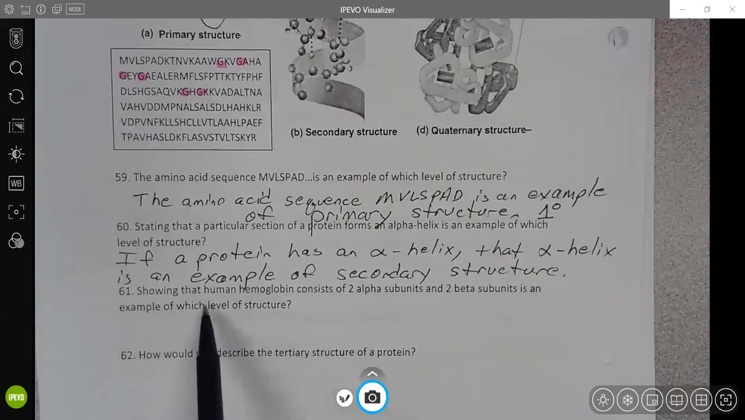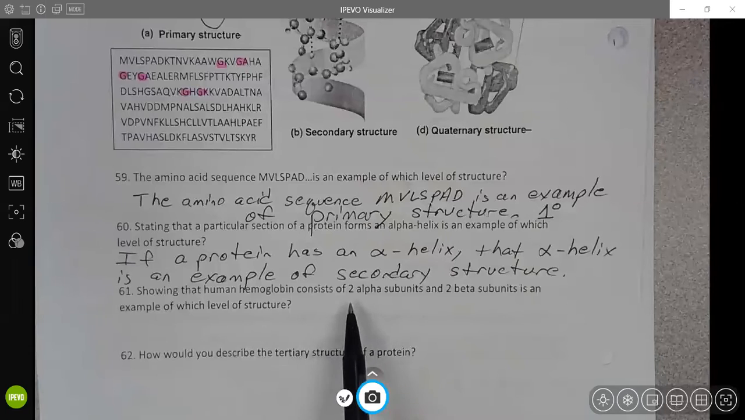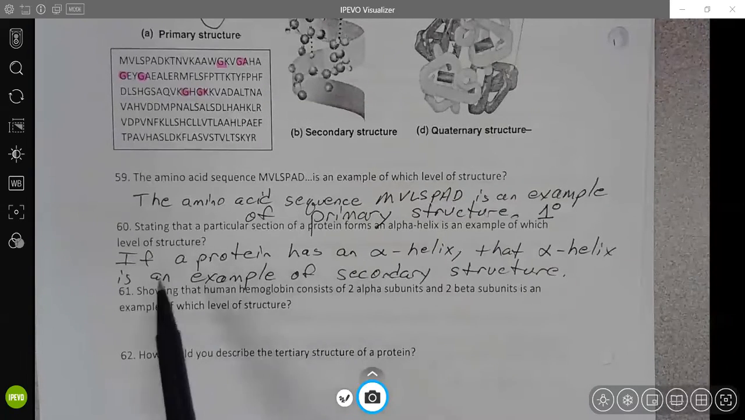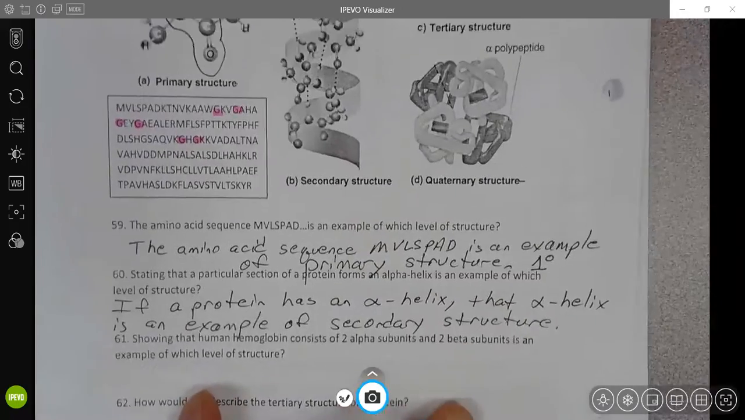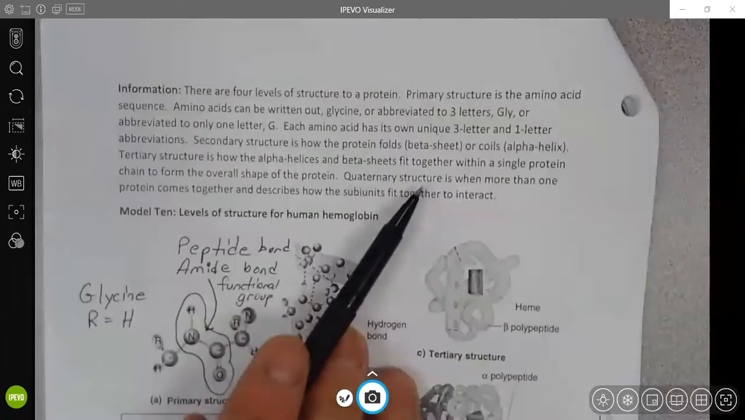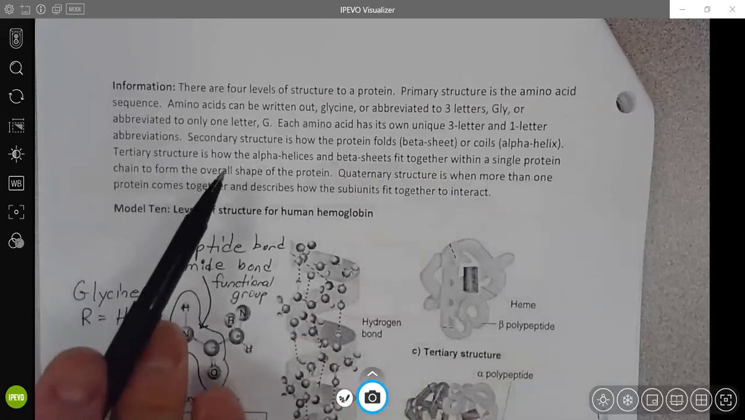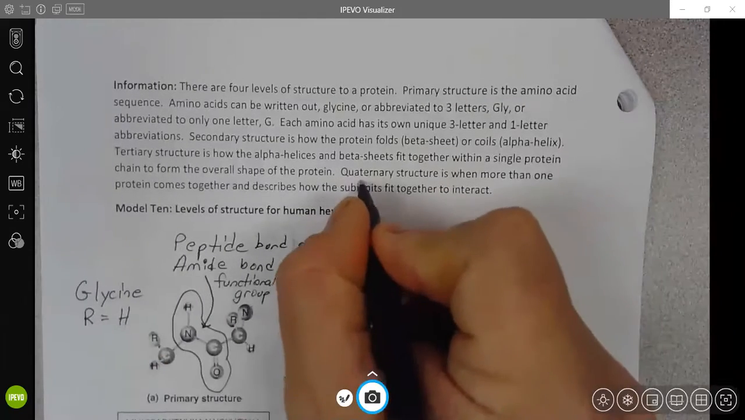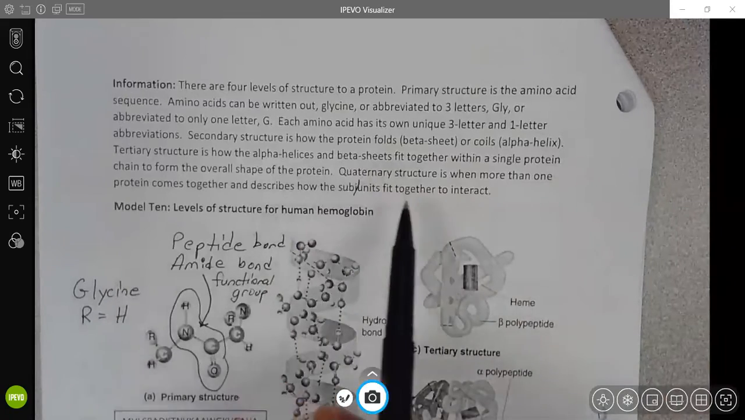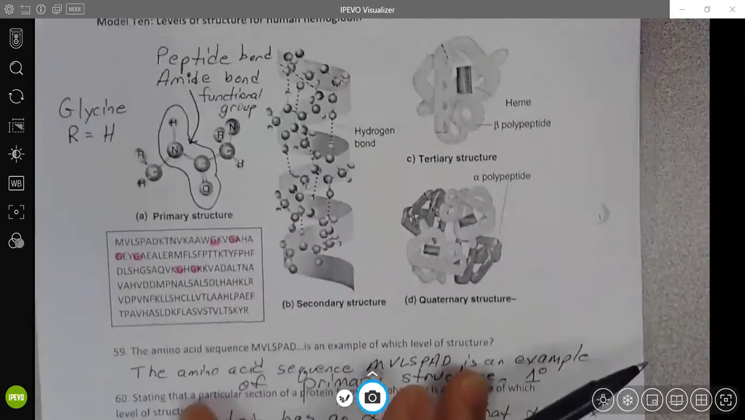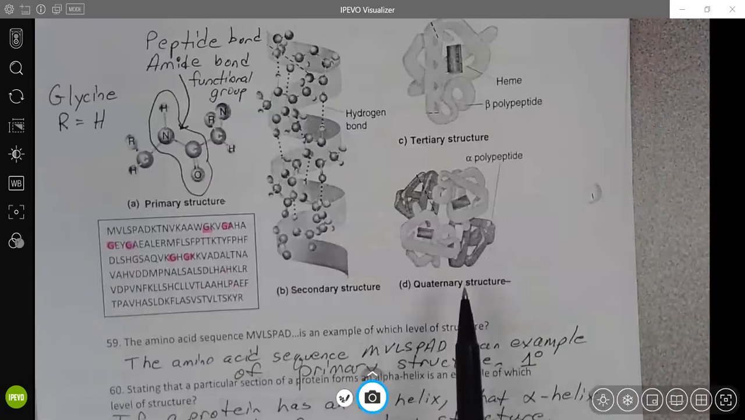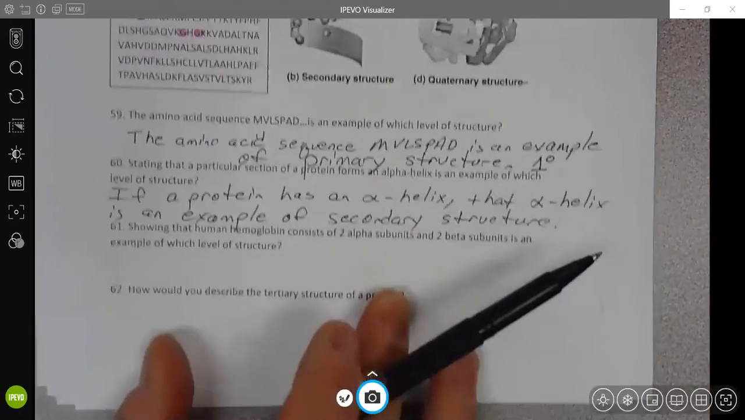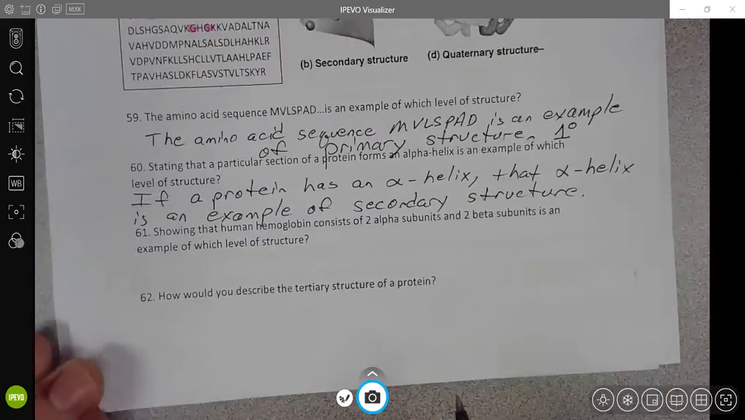So showing that human hemoglobin consists of two alpha subunits and two beta subunits is an example of which level of structure? So the fact that more than one protein comes together and that these alpha and beta subunits, another typo in there, are fitting together in some way, that is an example of quaternary structure. So the idea that there are two beta and two alpha units is an example of quaternary structure.